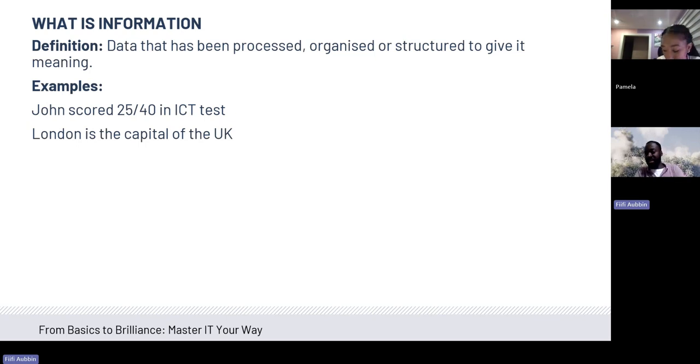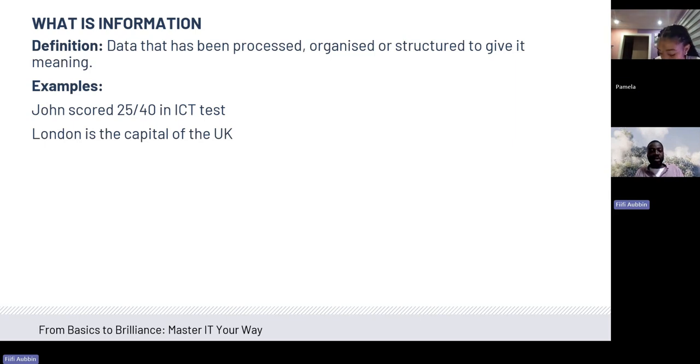So I can say that BBCQ is a Twitter handle for so-and-so person. Now it's information you've given me. The numbers 25, 27 are the prices of goods and services, maybe for a laptop. Now I've given meaning to those numbers, and that is what makes it information. Does that make sense? Yes. So the data has been processed, organized, or structured to give it meaning.